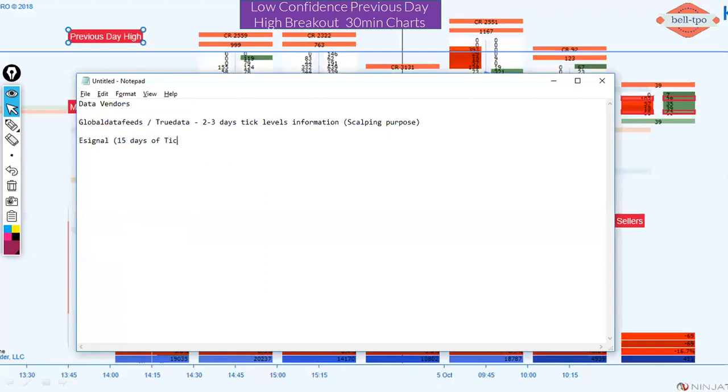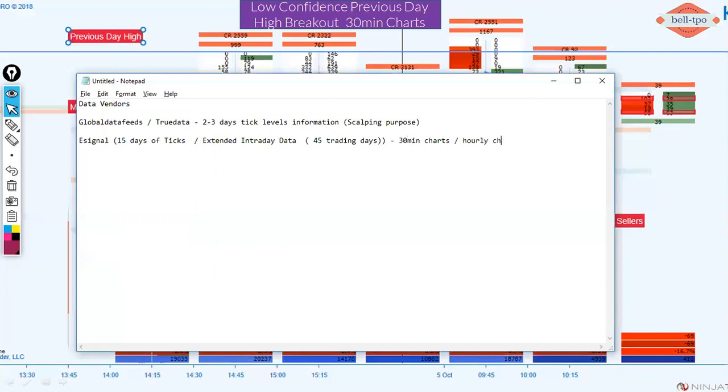But with a vendor like eSignal, they currently provide 15 days of tick data by default, and that is a lot of information. If you want to plot 30-minute charts, hourly charts, or order flow charts, you'll be able to get it. And they have one more feature called extended intraday data. If you want to use it, the tick level will go up to 45 trading days, where you'll be able to plot 30-minute charts and order flow charts.